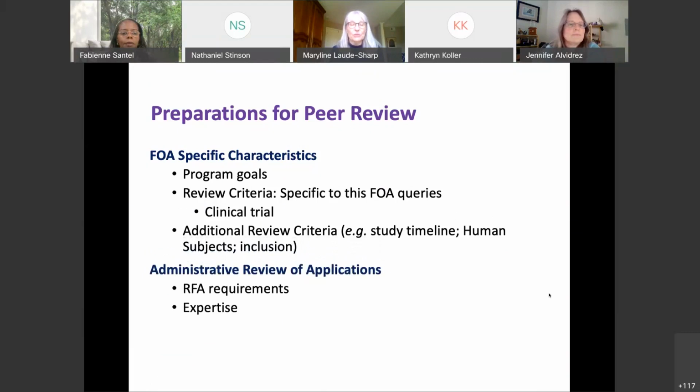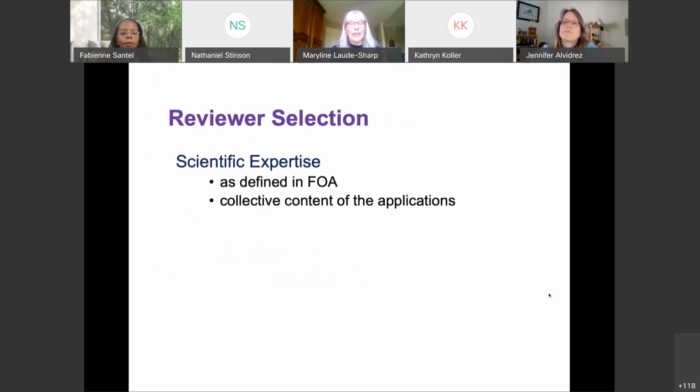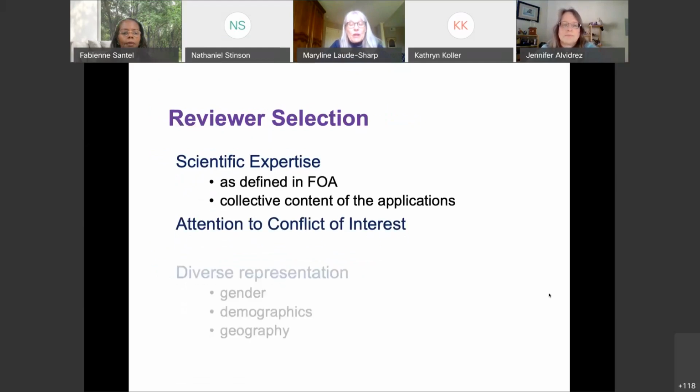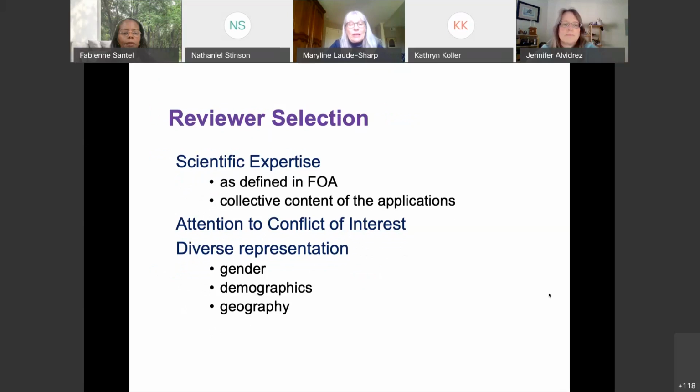Next slide. Administrative review of the application. We will follow the RFA requirement, and we will search for the needed expertise. Next slide. The selection of the reviewer will be by scientific expertise as defined in the form, and also as the collective content of all the applications. We will pay very good attention to the conflict of interest, and we want to have a diverse representation for gender, demographics, and also geography.